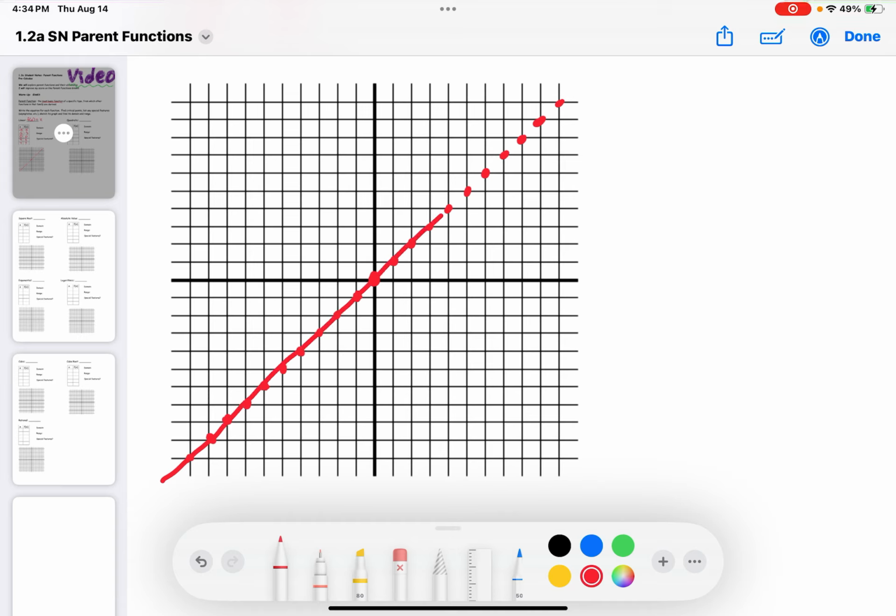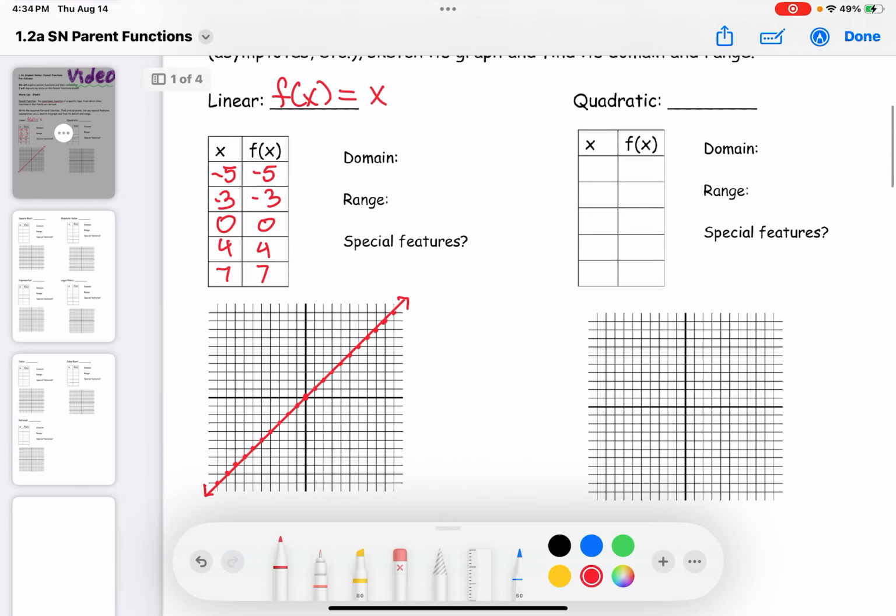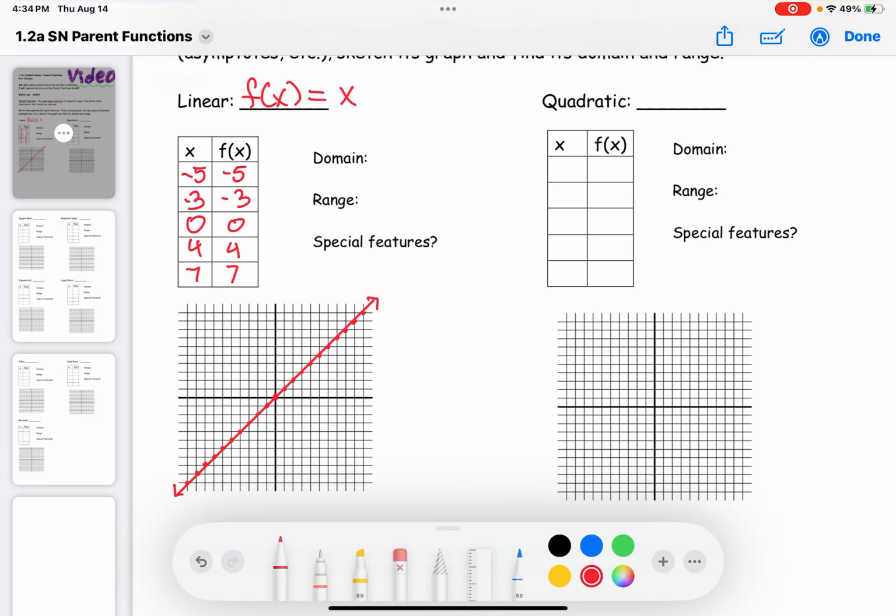And here is our line. It does go on forever in each direction, so its domain is all real numbers. Its range is all real numbers. Any special features? It does go through 0, 0, and it does have a slope of 1, and that is just for the parent function.